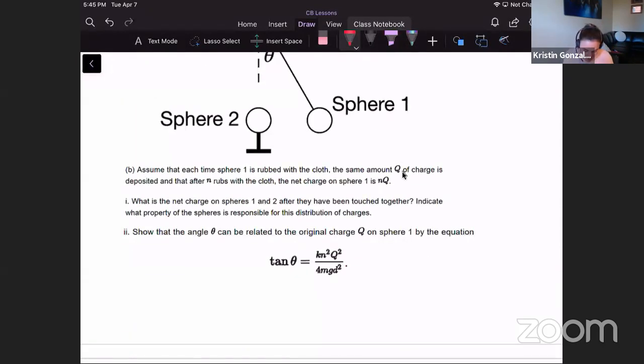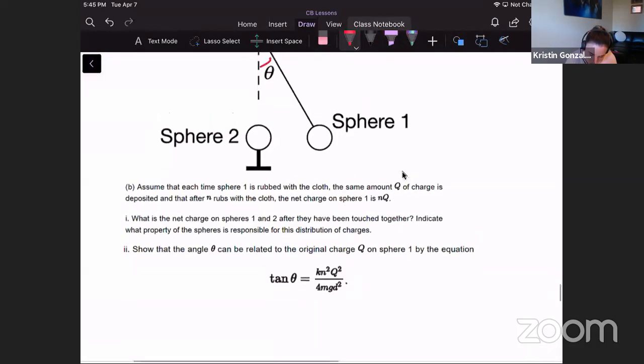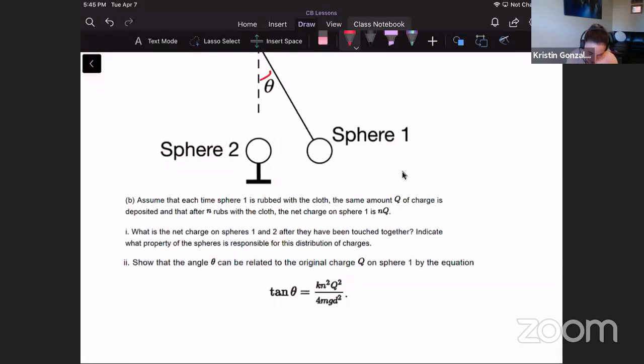Okay, each time sphere 1 is rubbed with the cloth, the same amount q of charge is deposited, and after n number of rubs with the cloth, the net charge on sphere 1 is n times q. Right, so we're going to accumulate n times q amount of charge. So we want to know what is the net charge on spheres 1 and 2 after they have been touched together. Indicate what property of the spheres is responsible for the distribution of charges, right?